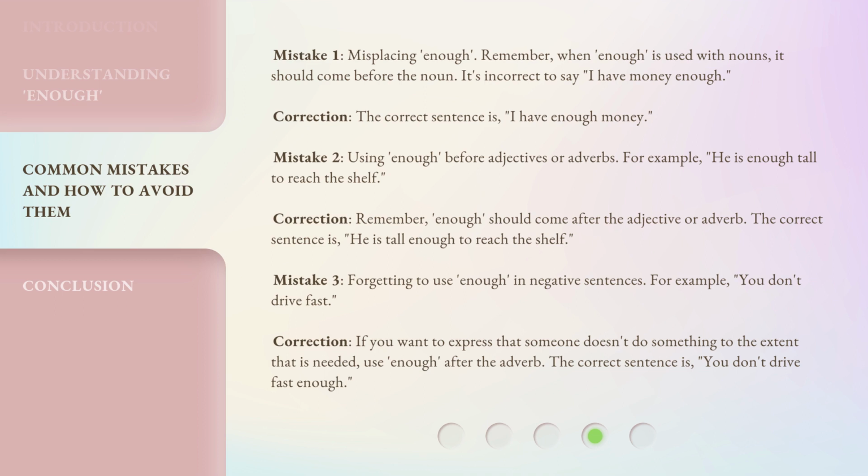Mistake 3. Forgetting to use enough in negative sentences. For example, you don't drive fast. Correction. If you want to express that someone doesn't do something to the extent that is needed, use enough after the adverb. The correct sentence is, you don't drive fast enough.